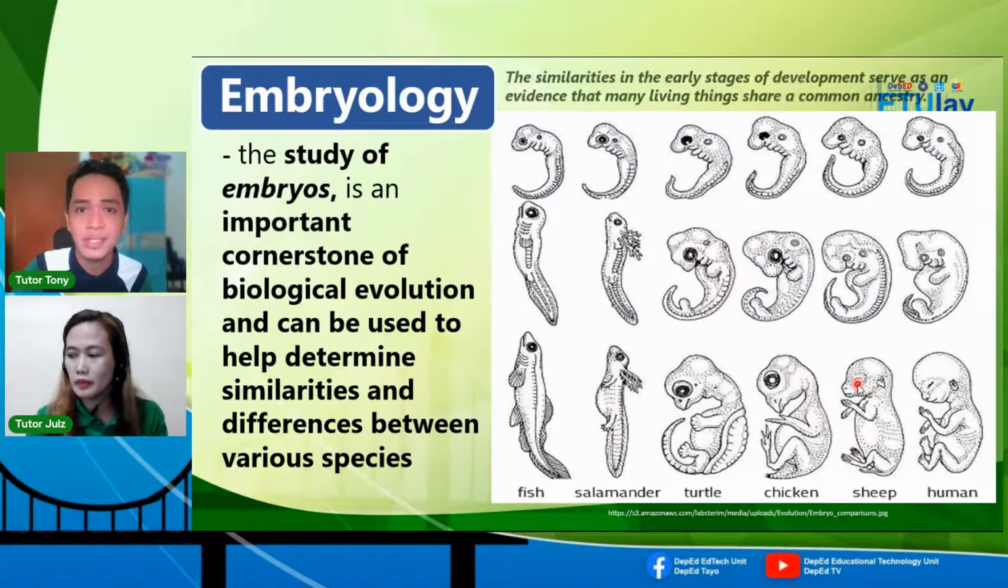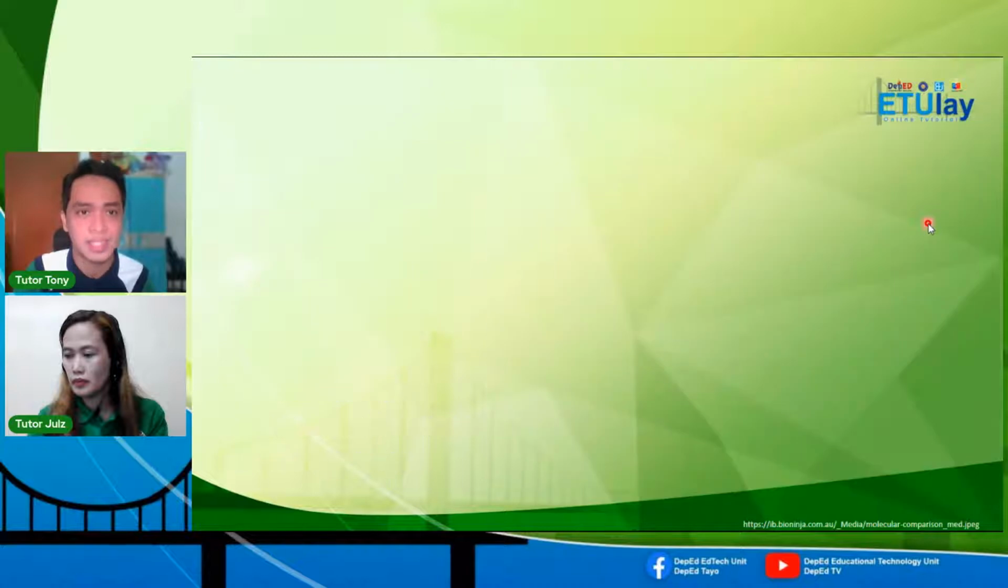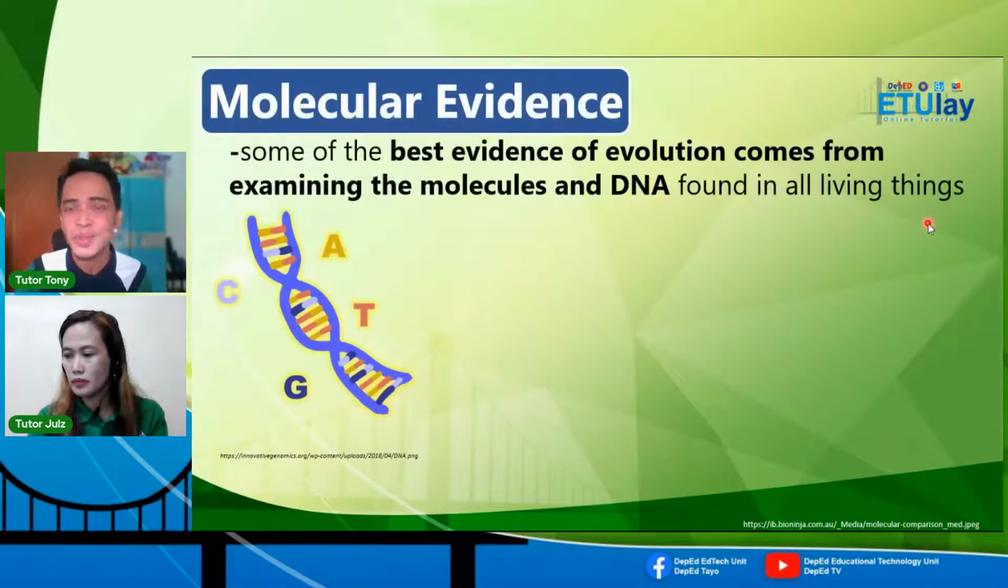Alright? And another thing that you have to remember, these similarities at saka yung differences sa bawat stages na yan na pinapakita sa diagram na ito, it serves as an evidence that many living things share a common ancestor or ancestry. Kumbaga, nagsimula lang talaga and then eventually, nag-evolve, nag-diversify nga. Ayan. So that's the third one. We have embryology. Tinitignan yung similarities at differences sa embryological development ng mga organisms. Alright, I hope those are clear.